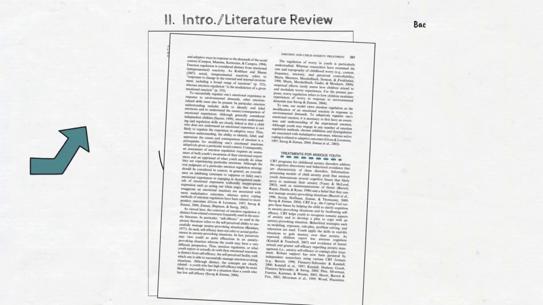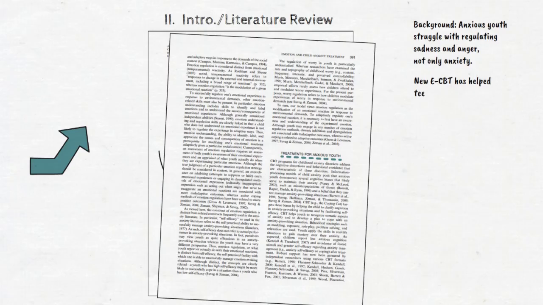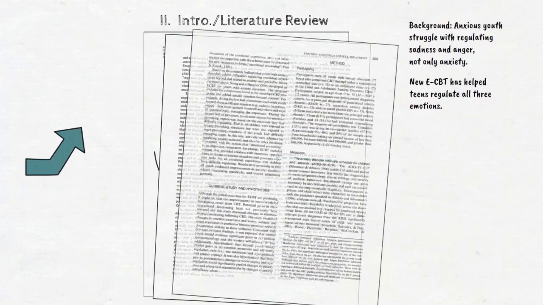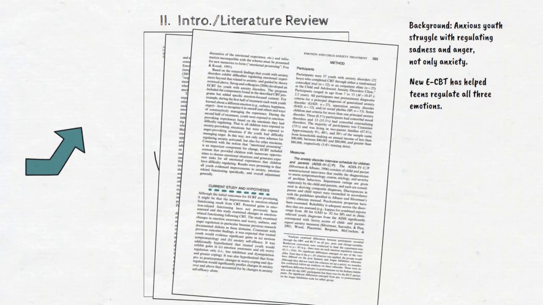In particular, the authors point out how anxious youth struggle with regulating sadness and anger, not only anxiety, and how a new treatment, emotion-focused cognitive behavioral therapy, helps teens regulate all three emotions. This sets the stage for one of the author's hypotheses and research questions. Look for the hypotheses at the end of this section.